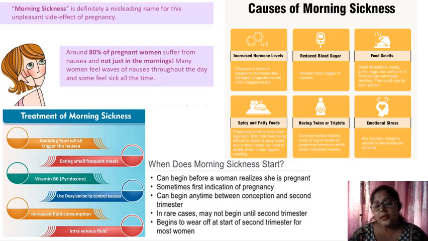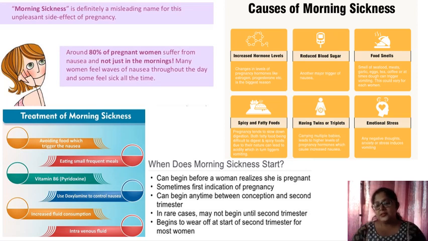Now, when does morning sickness start? When can a pregnant woman start with this morning sickness? Generally at the beginning of the pregnancy. Sometimes morning sickness is treated as the first indication of pregnancy. A missed period is definitely one of the indications of pregnancy. Along with that, this nauseous feeling and dizziness are among the first indications of pregnancy. It can take place between conception and the second trimester, and sometimes it may not even start until the second trimester.